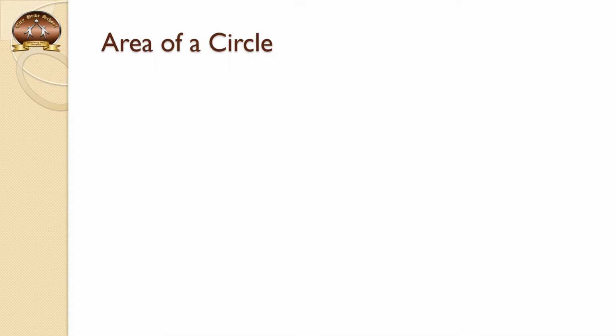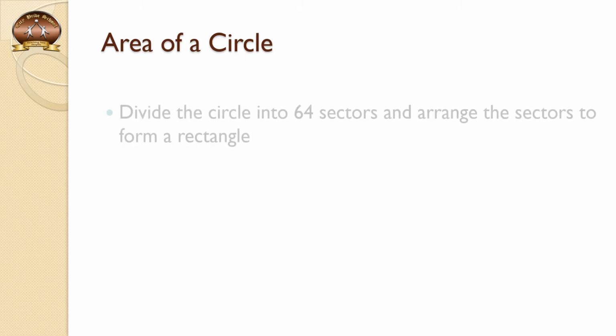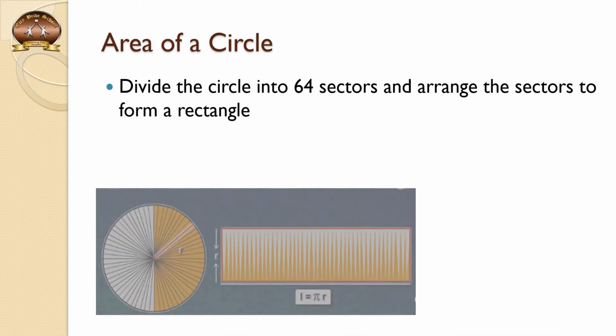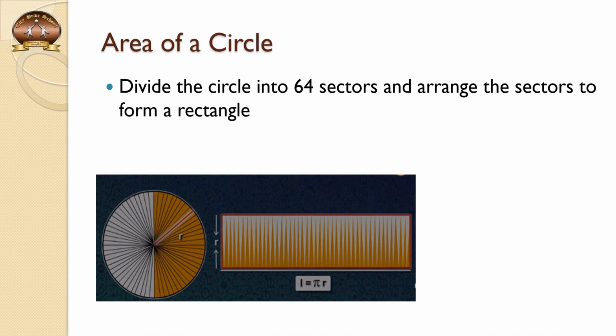Children, let us now continue and learn how to find the area of a circle. See, I have divided the circle into 64 equal sectors and arranged these sectors. When I do this, I get a rectangle. And you know that area of a rectangle will be equal to L into B. Here L will be equal to pi r and B will be equal to the radius of the circle, r.